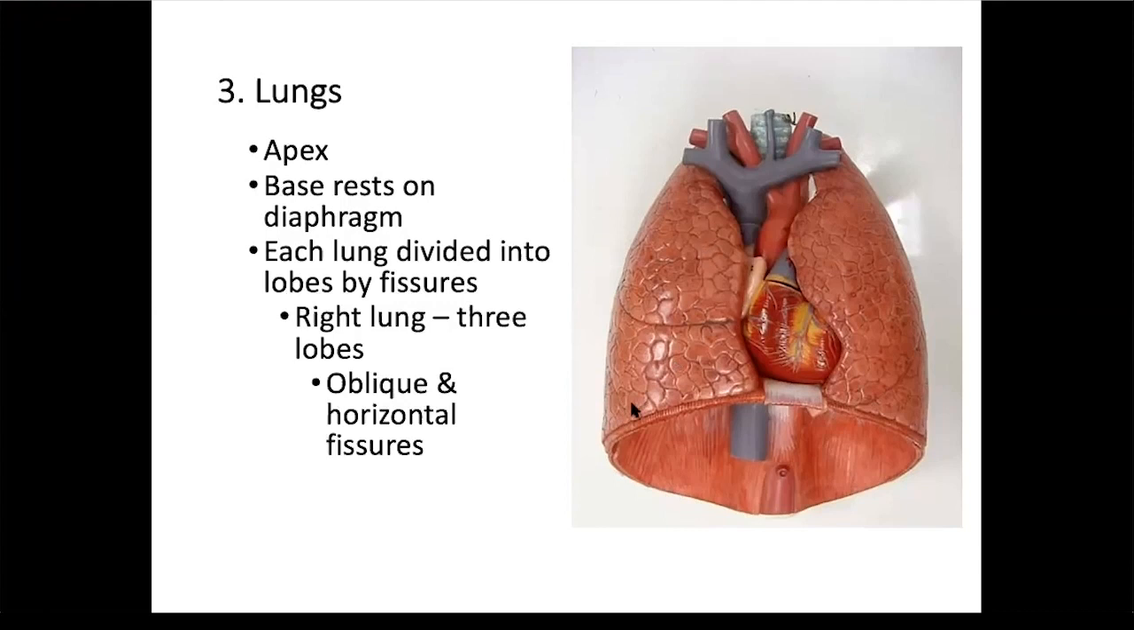You also need to know that the right lung has 3 lobes. How many lobar bronchi will the right lung have? 3, 1 for each lobe. The left lung is going to have only 2 lobes, an upper and a lower, separated by an oblique fissure. Notice how it's going down at an angle.